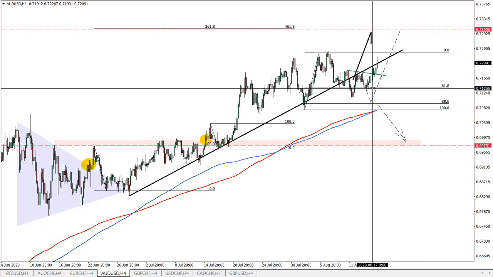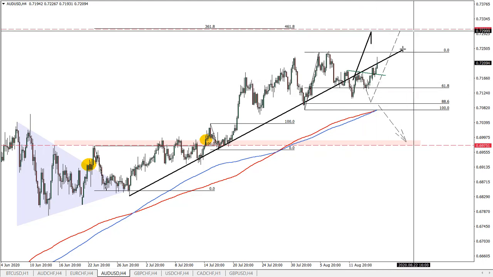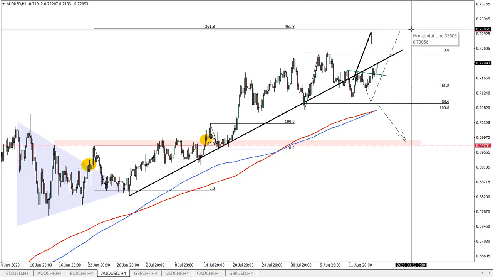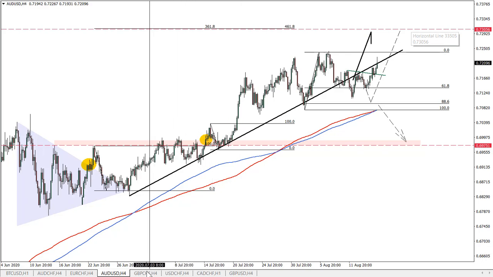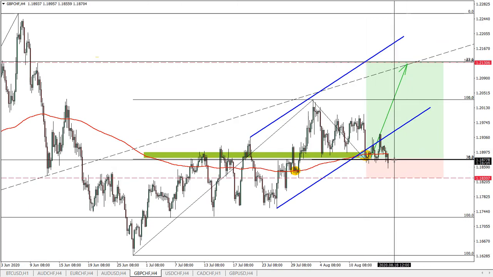Basically, the scenario on this analysis goes quite as expected, and we do expect the resistance at 0.7305 to be tested. Pound Swiss franc is more or less at the entry point, and considering we have an idea on the pound today, pound dollar, pound could also be strong. It's very possible.